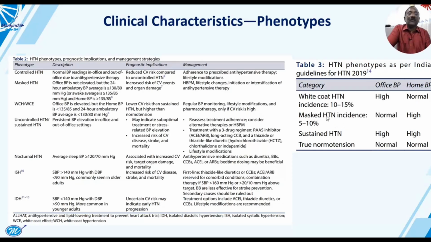But I am worried about masked hypertension. How much? 5 to 10% of the individuals. Very high number. So they are normal in front of you, but they are hypertensive at home. So how to detect? Suppose your ECG shows LVH. Do you have a clue? Why should there be LVH without hypertension?